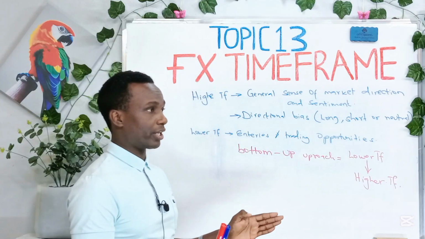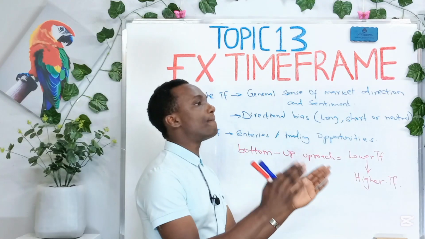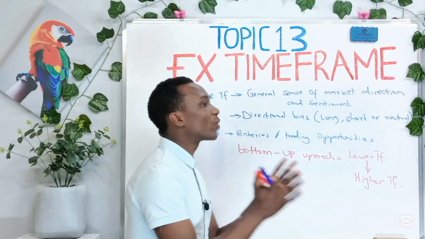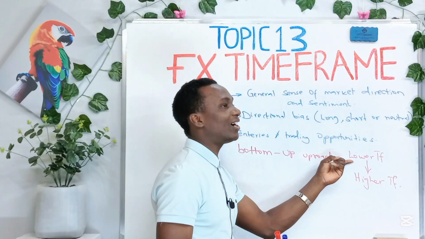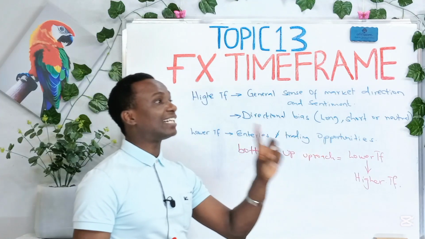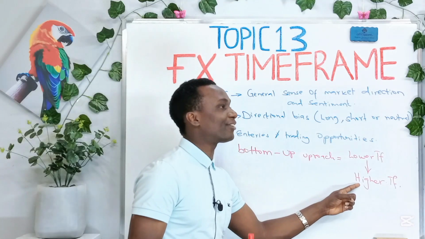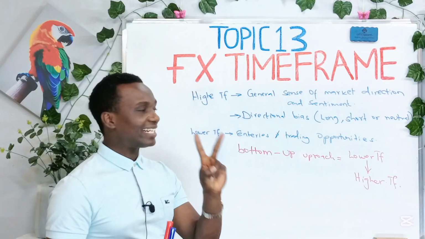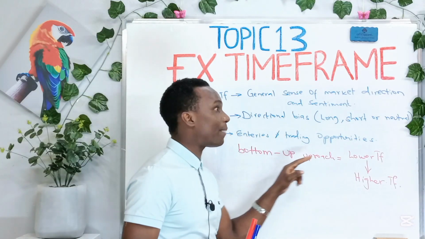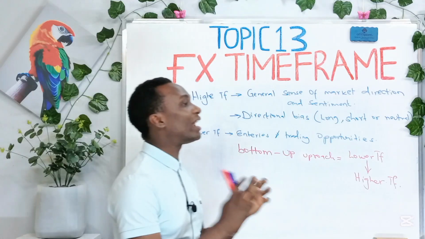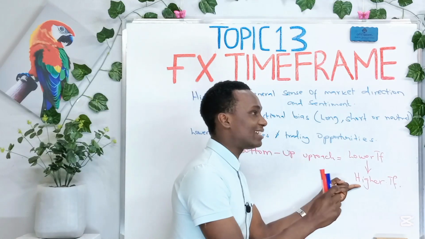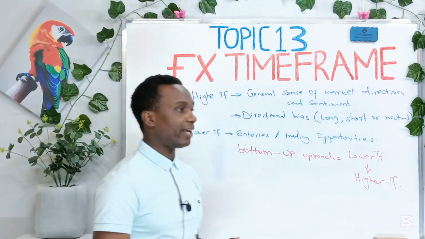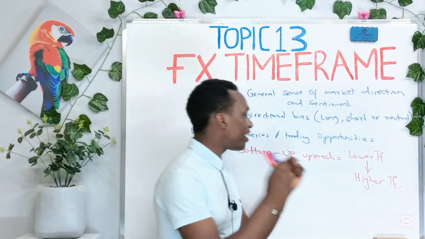You may find that on the higher time frame we are bullish, but fortunately or unfortunately, you get a bearish signal on your lower time frame. So what happens is that you may forget to check your higher time frame confluence. The second thing that happens with the bottom up approach is that traders tend to manipulate their higher time frame analysis so that it fits their lower time frame signal, ignoring the important signal on the higher time frame.